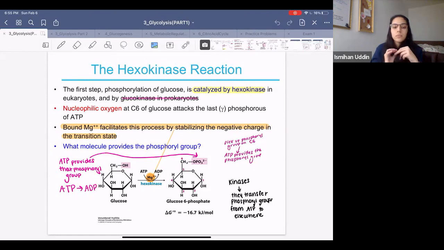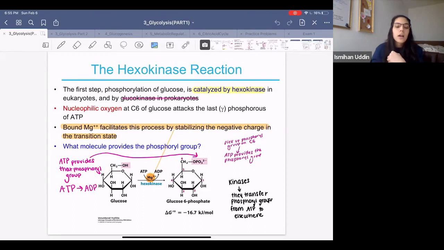So, in addition to that, we also have a magnesium ion, which facilitates the process by stabilizing the negative charge in the transition state. So magnesium, it's just a stabilization. I'm going to think of magnesium as like a mom stabilizing her kids. Magnesium mom, she's like keeping everybody from being sad and negative and depressed.